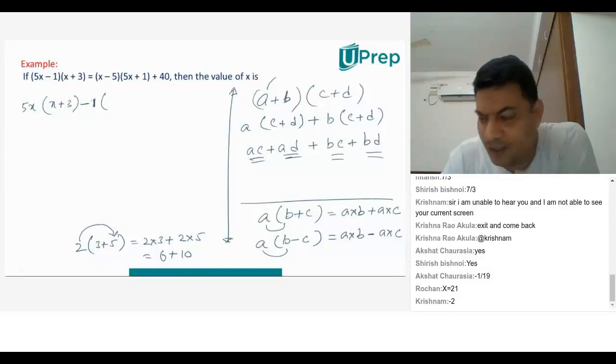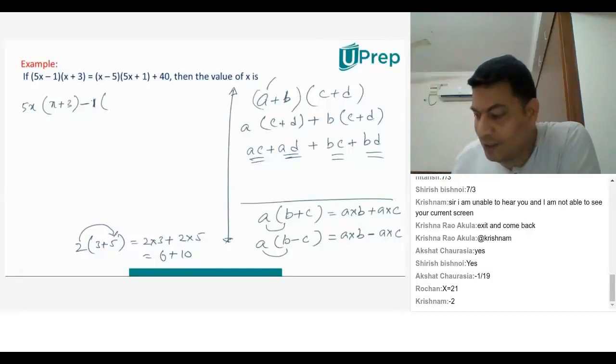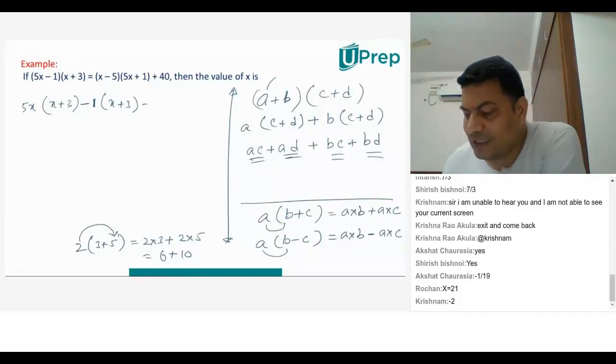Yes, Saswat, you want to do it? Who wants to do it with me? Saswat. Okay. So minus 1 into x plus 3, right? Okay. So look here, guys. You have 5x into x plus 3 minus 1 into x plus 3. On your right hand side, what do you have? X into 5x plus 1. Can you see that? If anyone has a problem, stop me. Plus, you can see you have minus 5 into 5x plus 1.